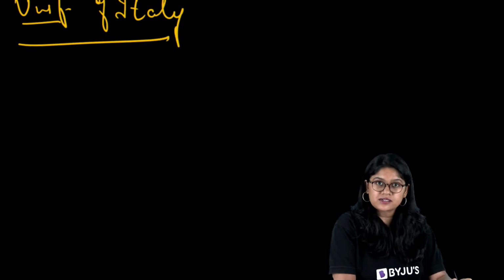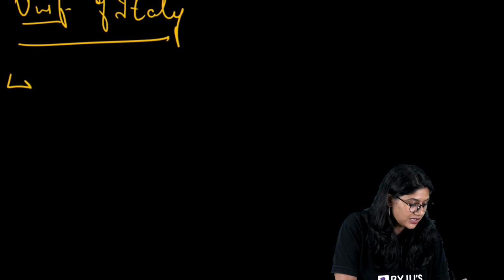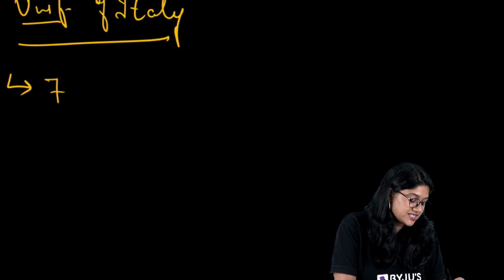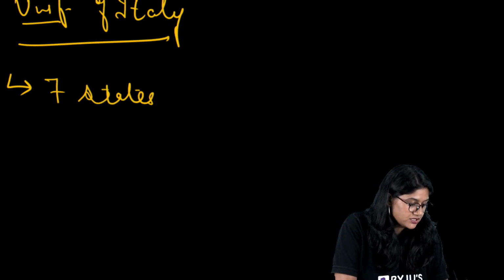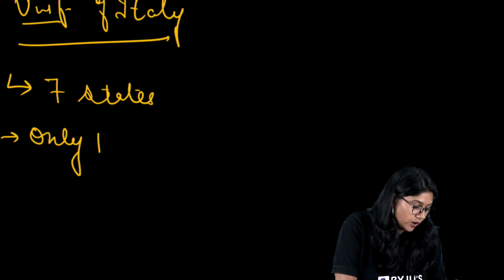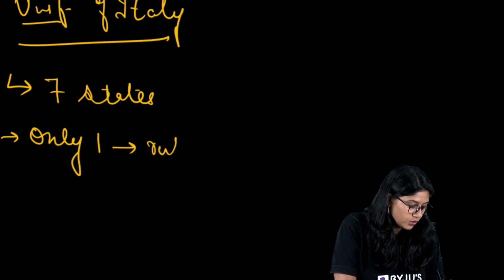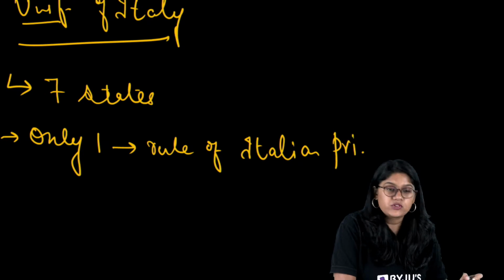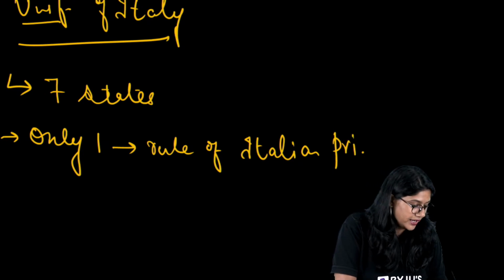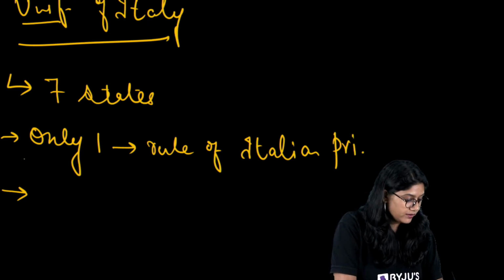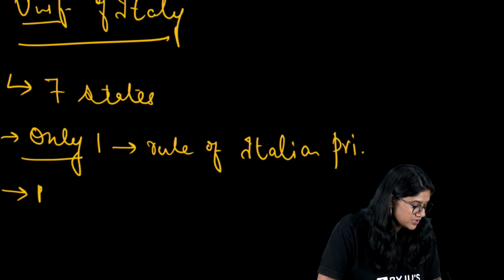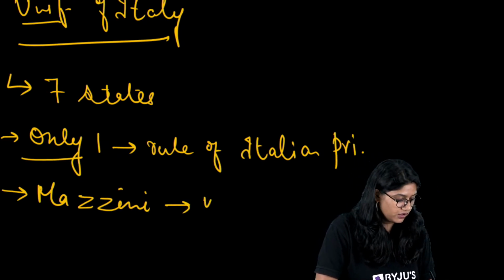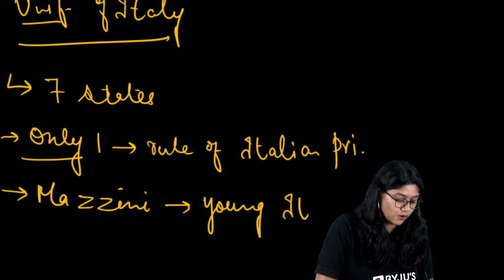Now, this was the lengthiest, I would say, amongst all. We went into the detail and discussed that we had 7 states in total, and only on one state we had the rule of an Italian prince. Then there were other different nations. We have heard about Mazzini, who was working for it. We have discussed Young Italy also.